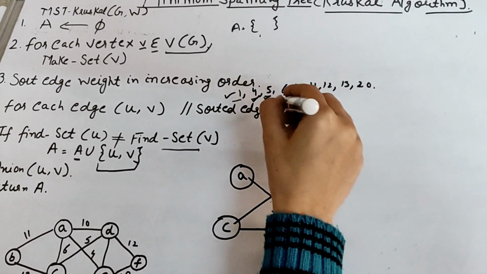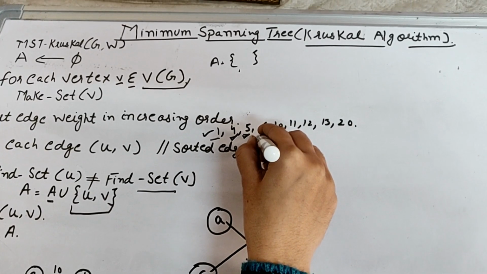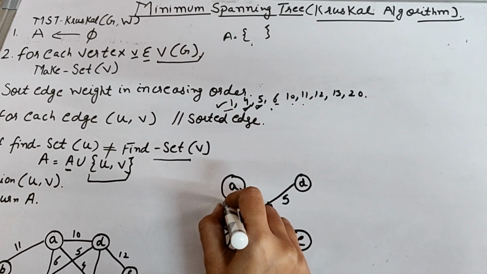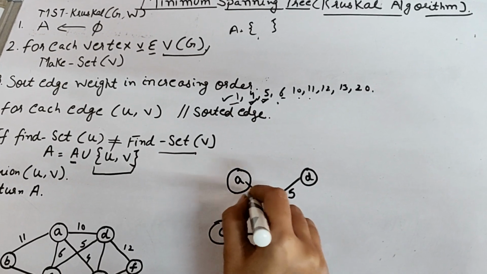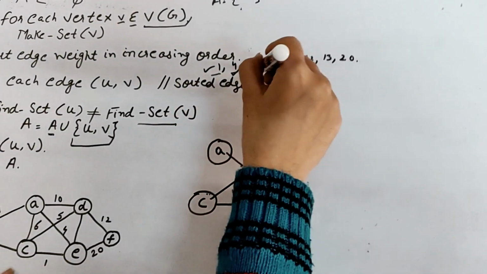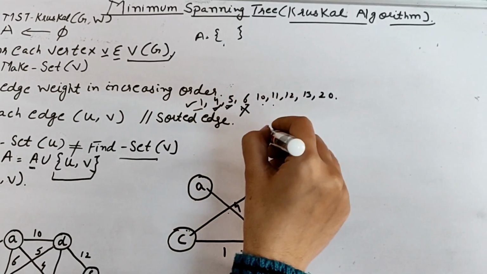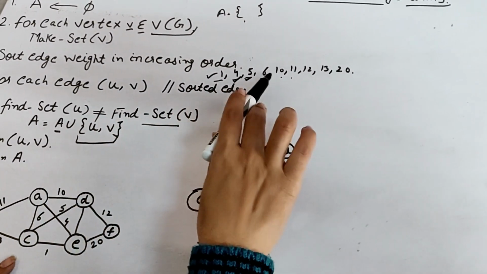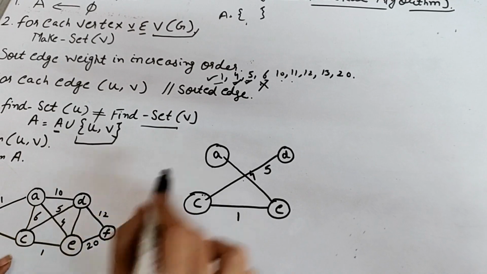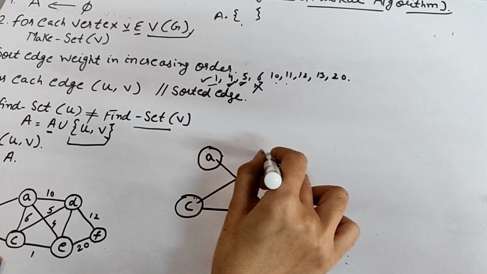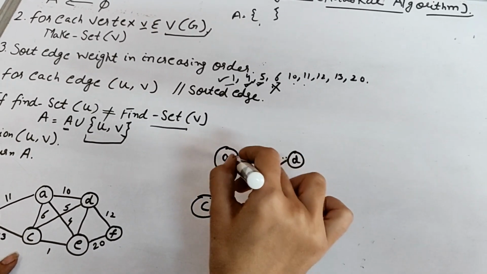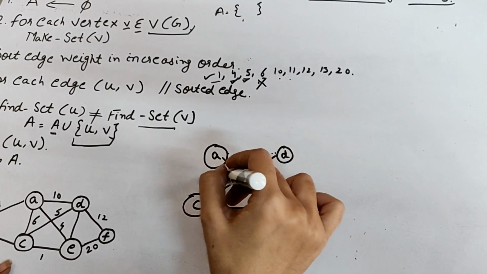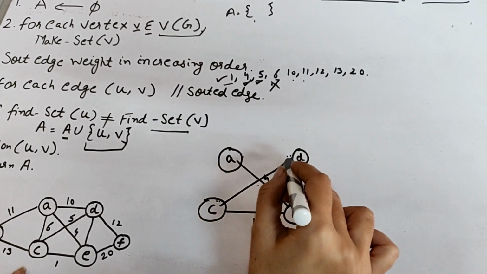Then after that, we check whether we can include 6 or not. If we add an edge of weight 6 over here, it will create a cycle, so we cannot include 6. We'll cross it out. Then the next increasing weight is 10, so we check for 10. Again, if we add 10 over here, it will create a cycle between A, D, C and E. So we will not include 10 over here.